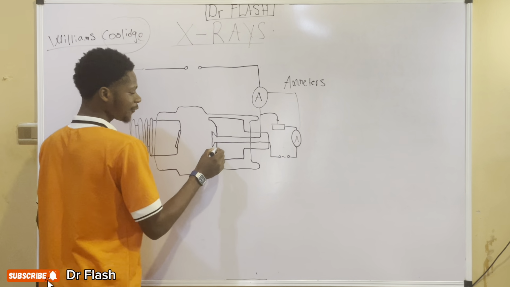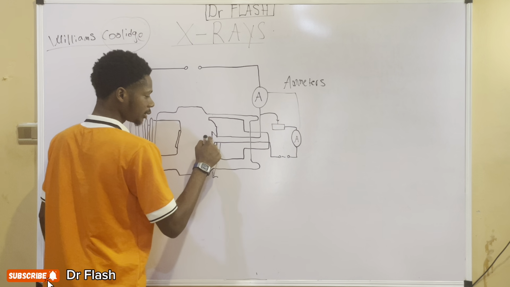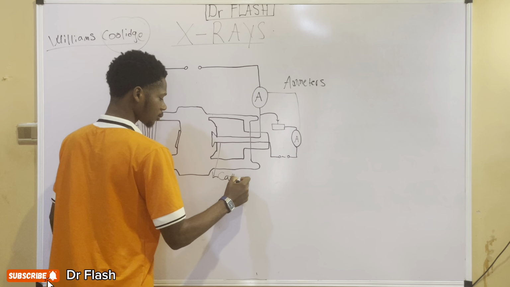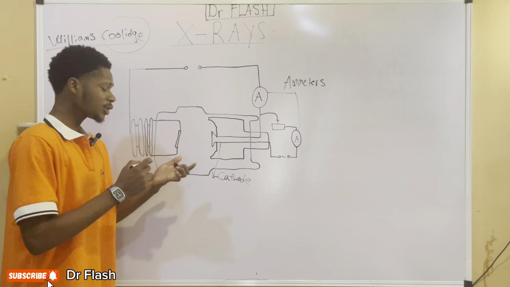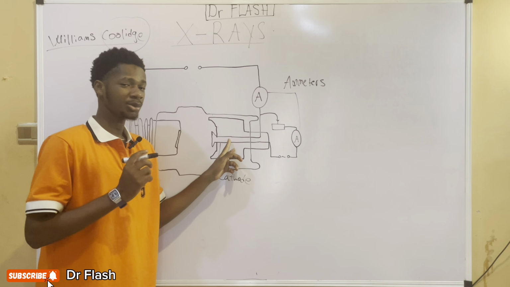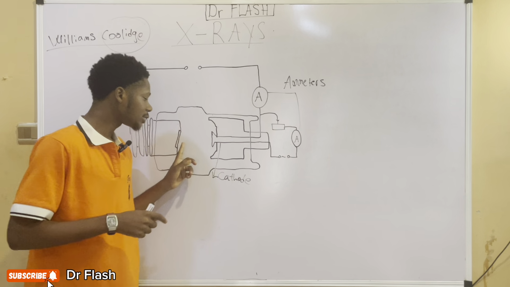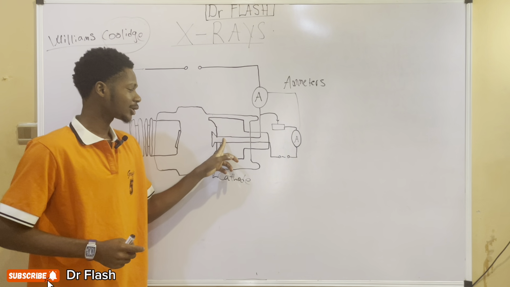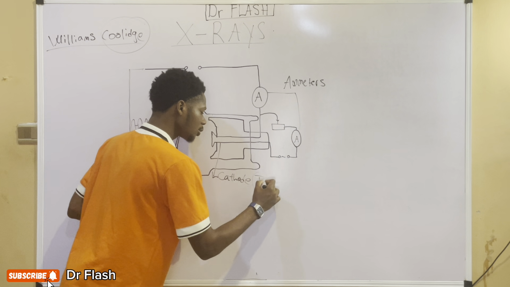Now we have the cathode. This one that looks like a funnel is called the cathode. It is at this cathode that the electrons are produced. First of all, take note that X-rays are produced when electrons moving at high speed hit a target. So the electrons are going to move from here and hit this target. The cathode is usually made of tungsten.